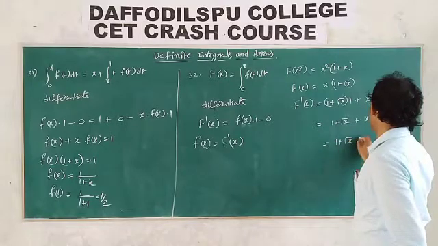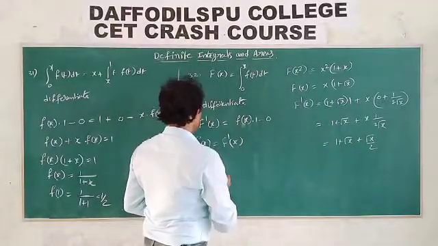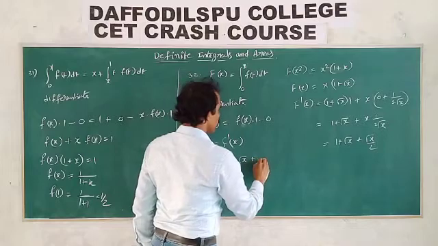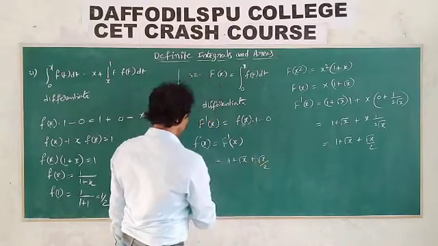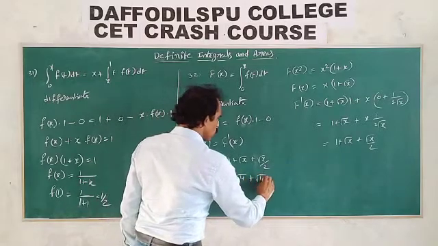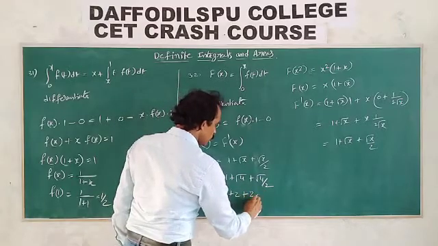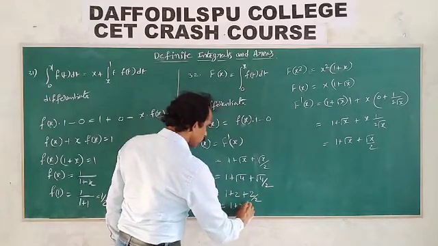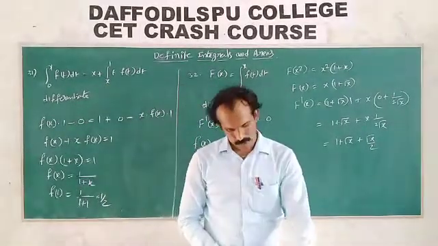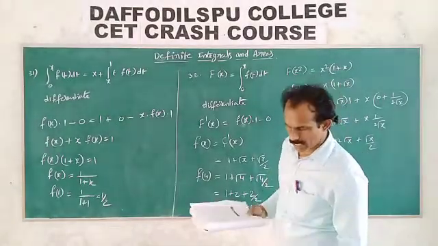So 1 plus root x plus x by 2 root x, substitute here. Then it is 1 plus root x by 2. For f of 4: 1 plus square root 4 plus root 4 by 2, that is 1 plus 2 plus 2 by 2, 1 plus 2 plus 1. So the f of 4 value is equal to 4. What is the option? The fourth option is the correct answer.